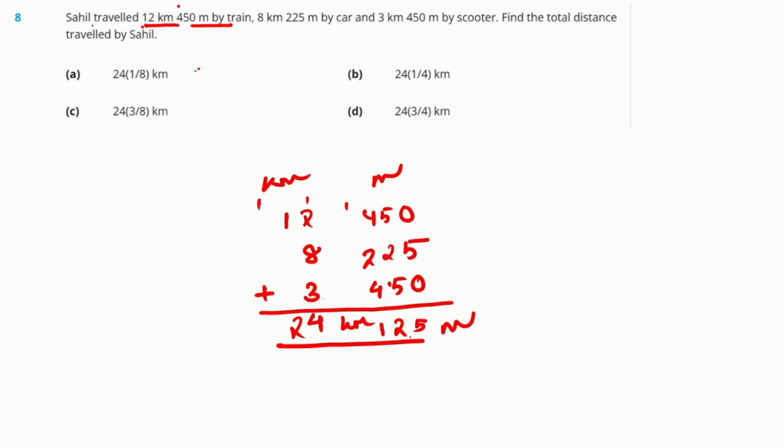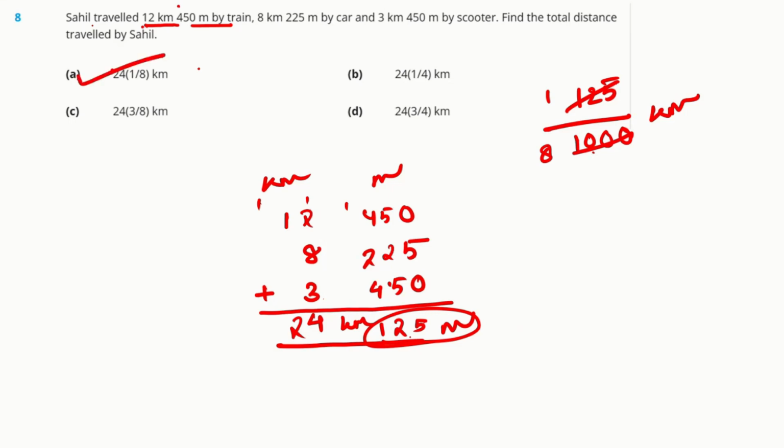Now, as we can see, it's in fraction, 125 meter. 125 meter is 125 by 1,000 kilometer, or 1/8. 125 is 1/8 portion of this. So yeah, 24 and 1/8 kilometers. That's the answer.